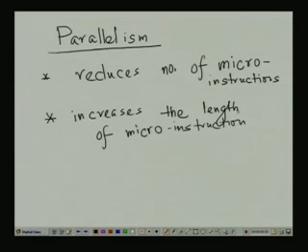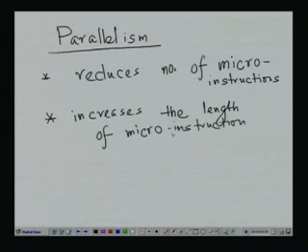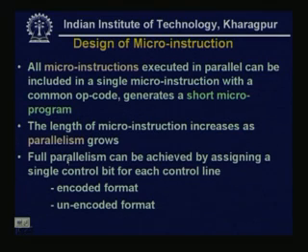So we need an optimization, that is, what degree of parallelism can be considered, so that the reduction in the number of micro instructions and the increase in the length of micro instruction can be optimized. Now, full parallelism can be achieved by assigning a single control bit for each control line.